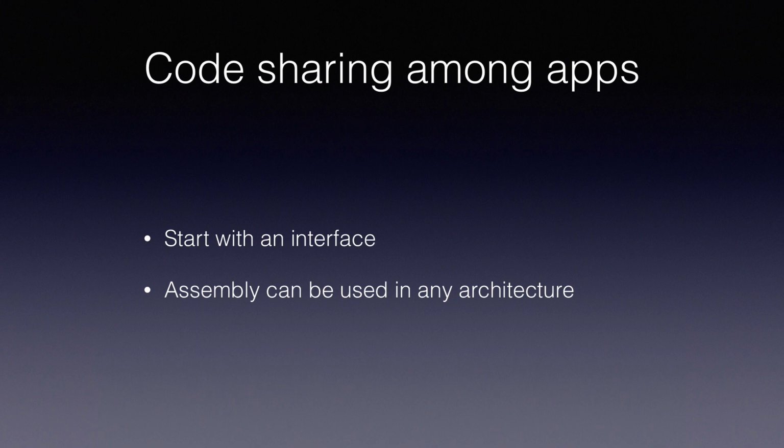And also, the assembly thing helps us because you basically distribute your assembly, and even if other app is not using this architecture, you can still use assembly as a factory. So you basically say, hey, assembly, give me login screen. Hey, assembly, give me my GDPR permission screen. And you should be good to go. But the interface is really important.